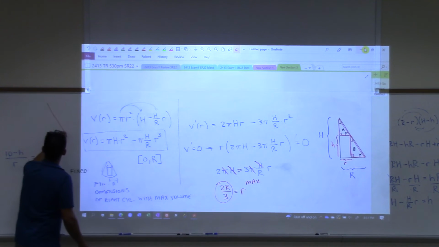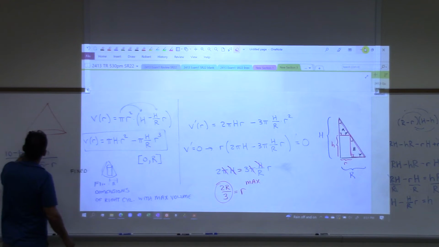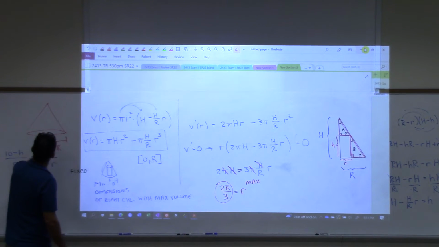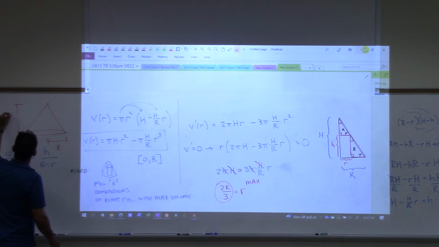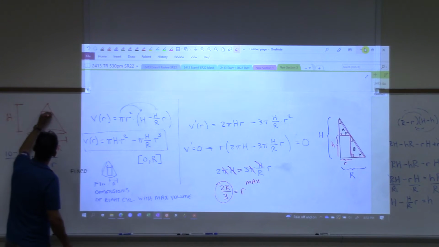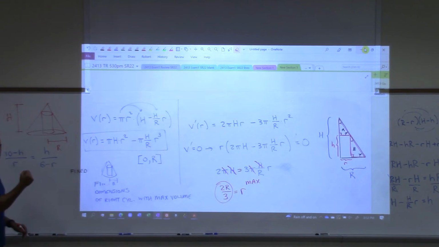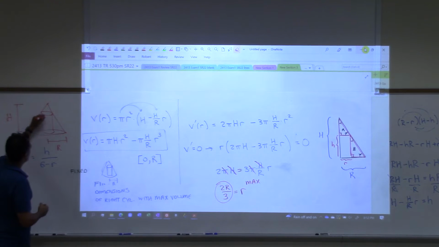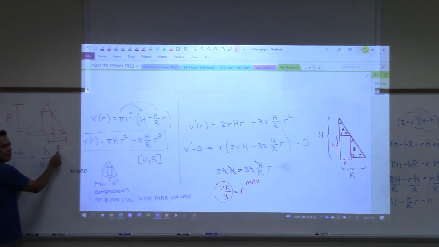If you have a cone with the radius of capital R and a height of capital H, and you stick a right cylinder in here, in order to get the most volume, you're going to make the radius of the cylinder 2/3 of that radius. 2/3 of it, and that will give you the greatest volume.